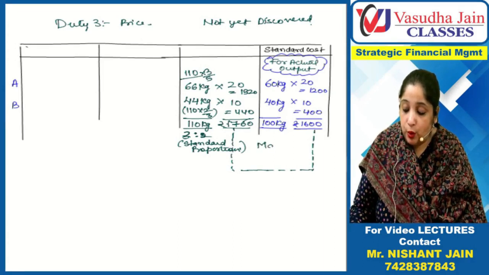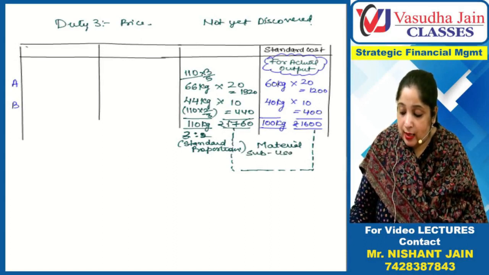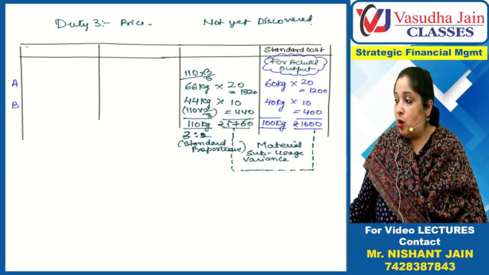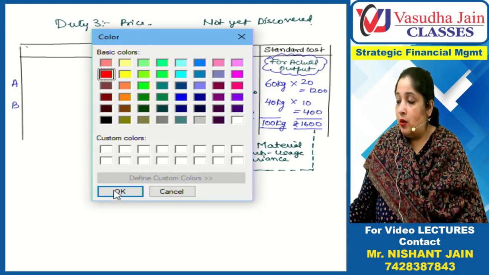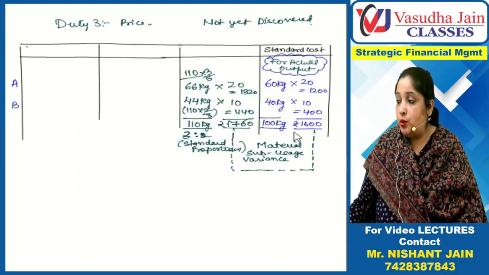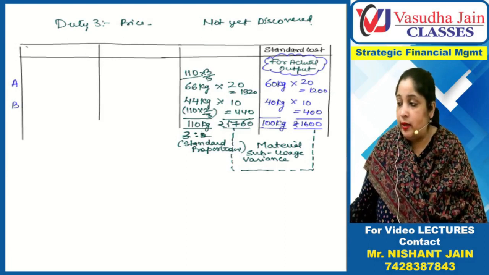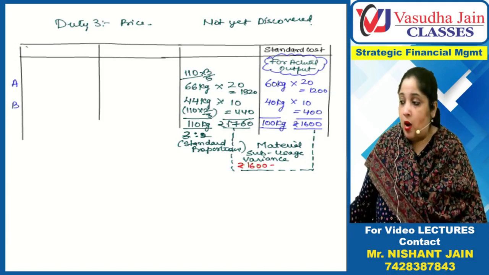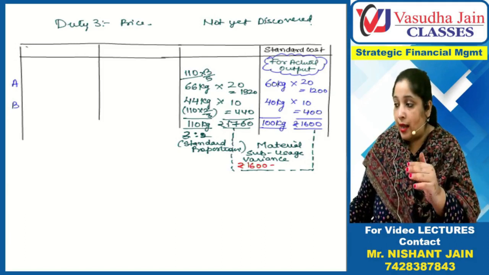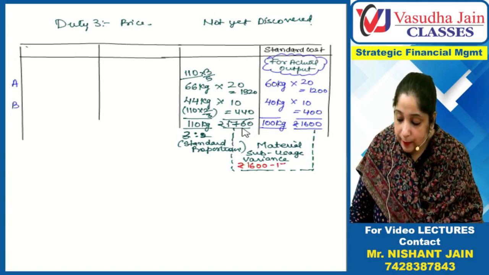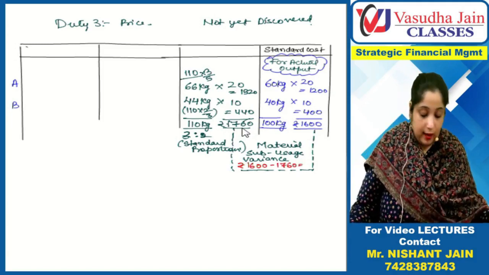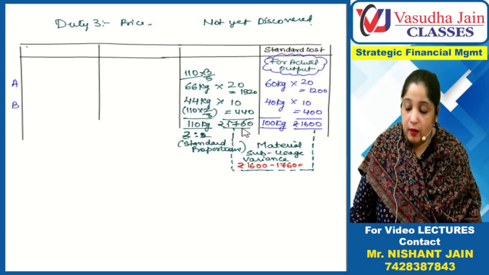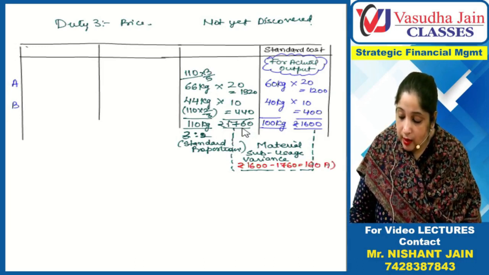Just because you have used the material wrongly, it is called sub usage variance, because you have wrongly used the quantity. You were supposed to use 100 kg, you have used 110 kg. Only the first mistake. The standard cost was 1600, but the actual cost, after considering the first mistake, has gone up to 1760. So basically you had a variance of 160 adverse. Adverse is written in the bracket.